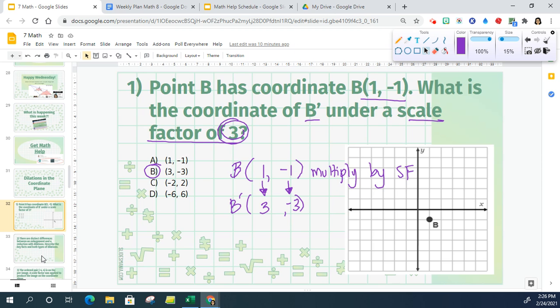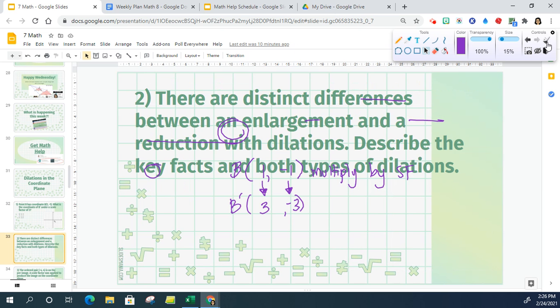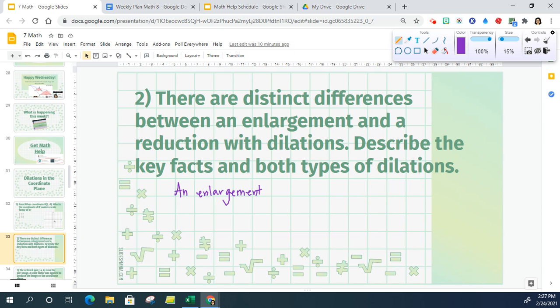Number 2 is a writing one. Number 2 says there are distinct differences between an enlargement and a reduction. Describe the key facts in both types of dilations. What's an enlargement, you guys? An enlargement means that the image gets bigger.